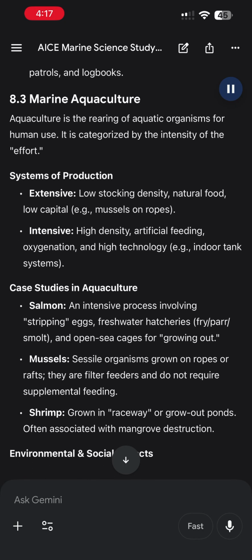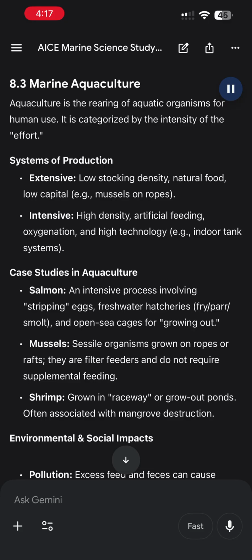8.3 Marine aquaculture. Aquaculture is the rearing of aquatic organisms for human use. It is categorized by the intensity of the effort. Systems of production: extensive, low stocking density, natural food, low capital, e.g., mussels on ropes. Intensive, high density, artificial feeding, oxygenation, and high technology, e.g., indoor tank systems.